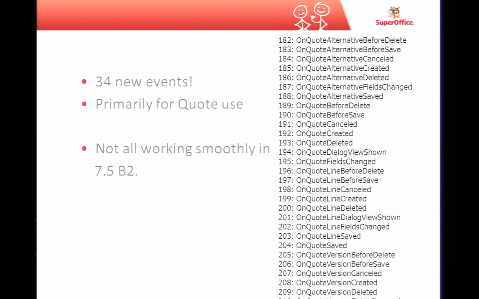So this will be informative for some of you, some of you not, but in total there are 34 new events in the system that we can hook onto and do stuff. Okay? These are some of them. Most of them are for the new quote functions. So you can make logic in SuperOffice based on actions you do inside the quote.